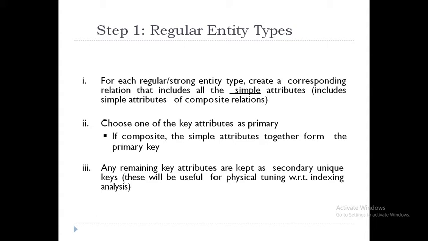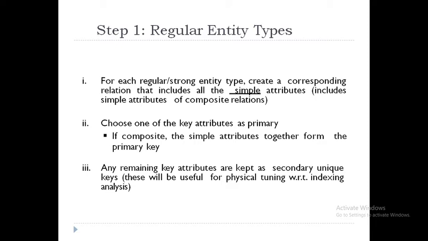This relation will include all simple attributes. Simple means which cannot be divided further; it won't have any components. In a relation, usually we have only the simple or atomic attributes. So we cannot add derived, multi-valued or composite attributes directly in the relation. All the attributes must be simple attributes.